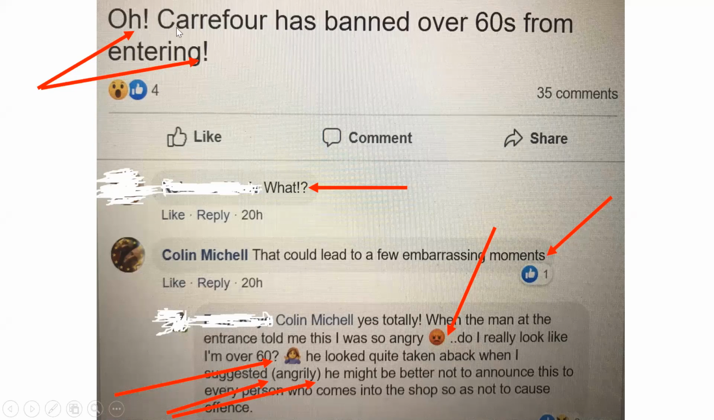So before I continue, for the people who are not in the UAE, Carrefour is basically a large sort of supermarket, probably the same as the South African Pick and Pay or the UK Tesco's. And let's just look at what we have here.